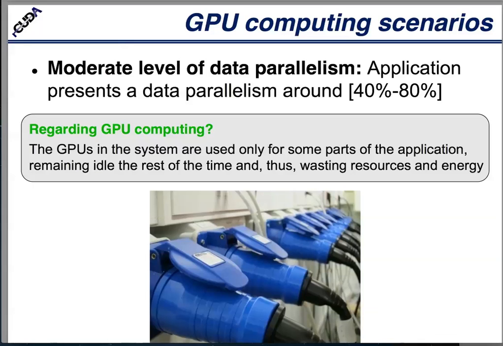Then, what happens with a moderate level of data parallelism? That is, applications that can use the GPU between 40 and 80% of the time, more or less. What happens in this case? If you put GPUs in all the nodes in the system, you can use these GPUs for only a reduced part of your application, in fact for 40 to 80% of the time. The rest of the time, the GPUs will be idle, and you are going to have a waste of resources and energy.